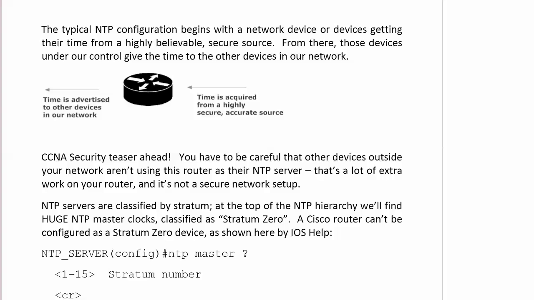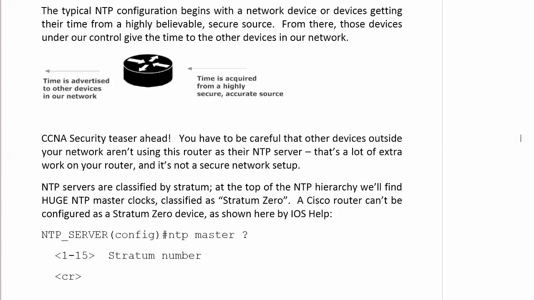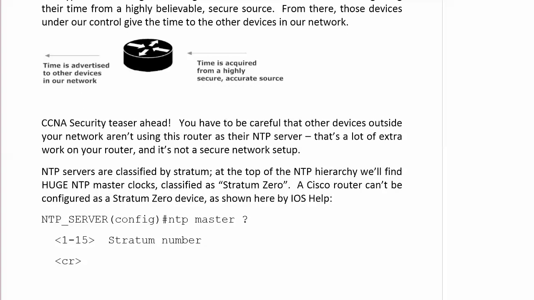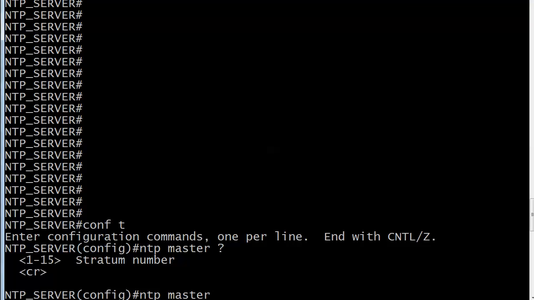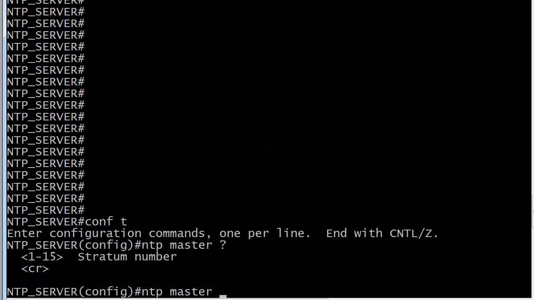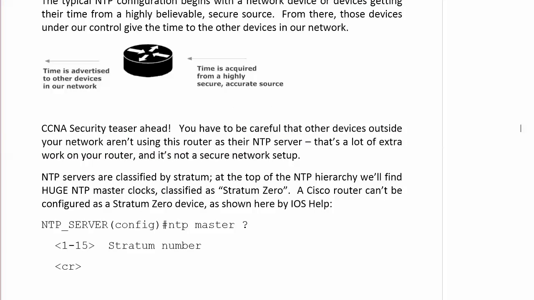Now, how do we classify all these NTP servers then? We've got some that seem to be more important than others, but we have to have a classification system, and we do with the term stratum. At the top of the NTP hierarchy, we're going to find huge NTP master clocks. I'll show you one in a few minutes here. They're classified with the sinister name Stratum 0. Now, a Cisco router literally cannot be configured as a Stratum 0 device. I've got IOS help here, and I believe on the live equipment as well, you can see the stratum number is 1 through 15, but you cannot configure it as a Stratum 0.